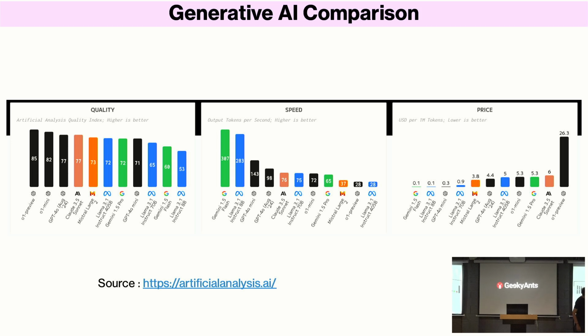Okay, so next thing is price. If you see the OpenAI price, that's the highest per million tokens. So you're going to pay $26 for a million tokens. My God. At the other end, you can see that Gemini 1.5 Flash is almost free.